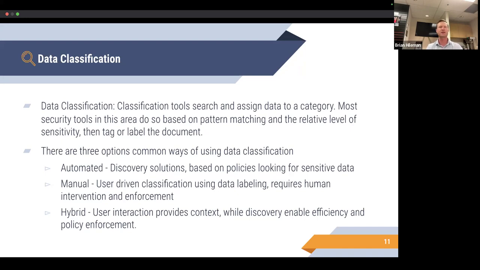These tools can be automated, where they automatically put the label on. There's also manual classification, where you're building a document and it asks you what sensitivity level the document should be. And then there's hybrid, a combination of both, where someone says, this is public data, and then the classification tool scans it and says, wait a second, this is clearly not public data. It talks about missiles and top secret data. Let's put that in top secret, right? So that's data classification.